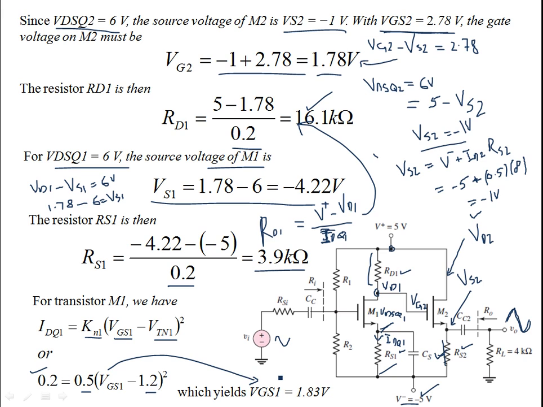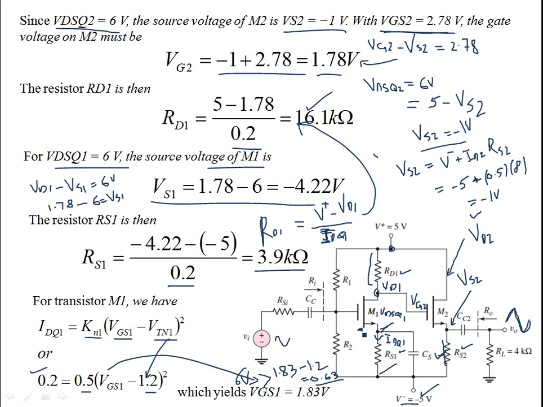Once again, for the sake of curiosity, if you want to check this, take the difference of VGS1, 1.83, and the threshold voltage of MOSFET M1, which is 1.2. I'm left with 0.63 volts, and that determines the transition point of MOSFET M1. Your actual VDSQ is 6 volts, which is much greater than 0.63 volts. So indeed your MOSFET M1 is also in the saturation region.